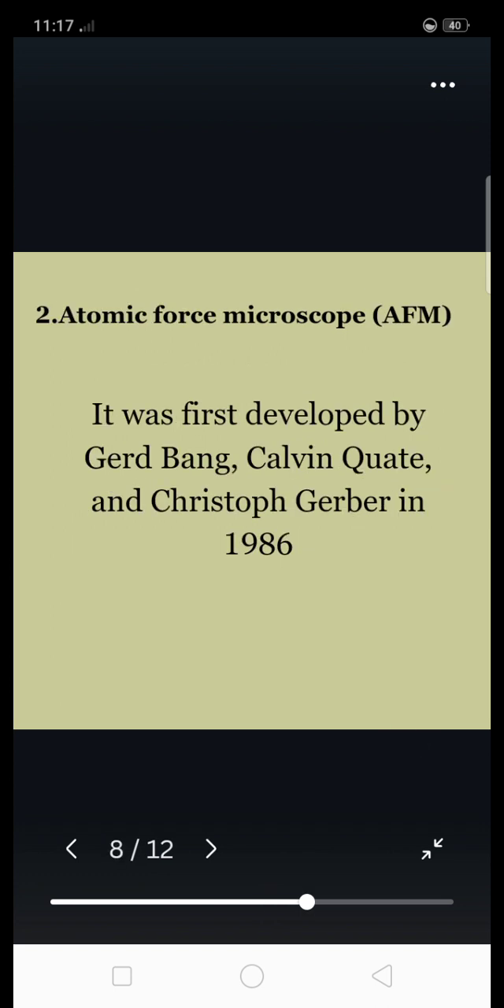Second one, atomic force microscope, AFM. It was first developed by Gerd Binnig, Calvin Quate, and Christoph Gerber in 1986. It makes use of a mechanical probe that gathers information from the surface of a material.